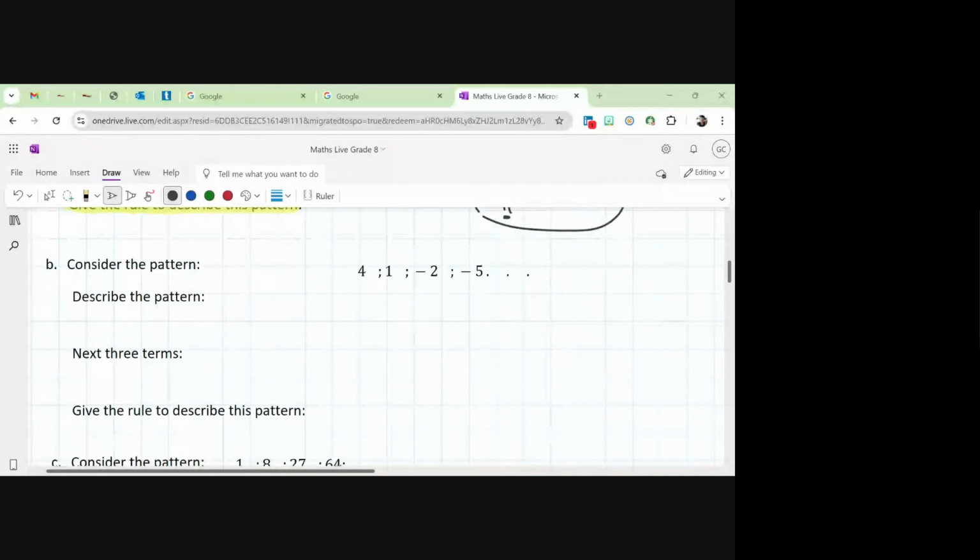Okay, lovely. What answer did we get, peeps? You get 11. Good. T5 equals 11. 2 times 5 plus 1 must give us 11.